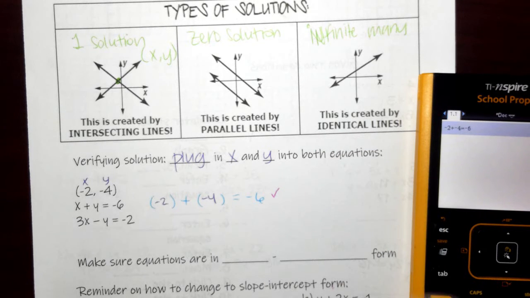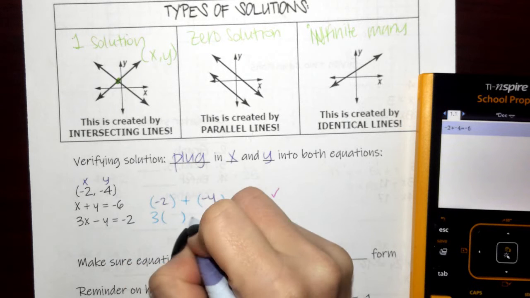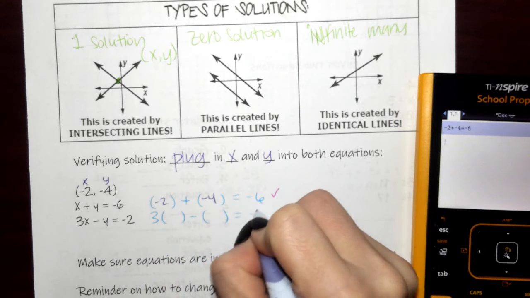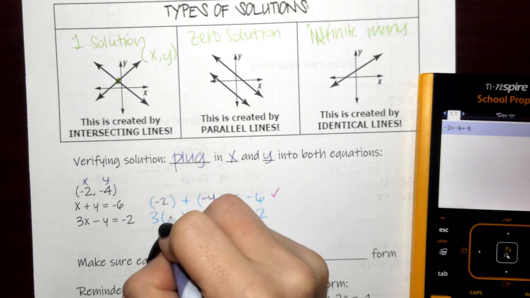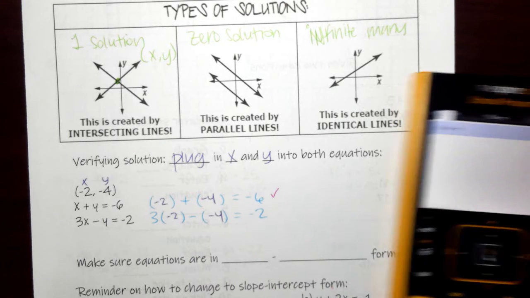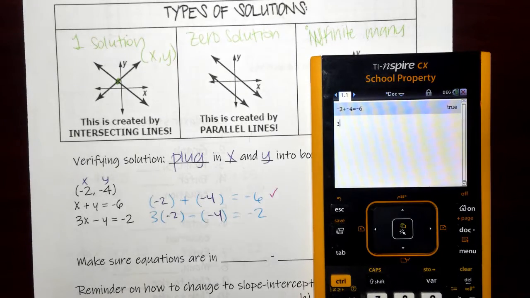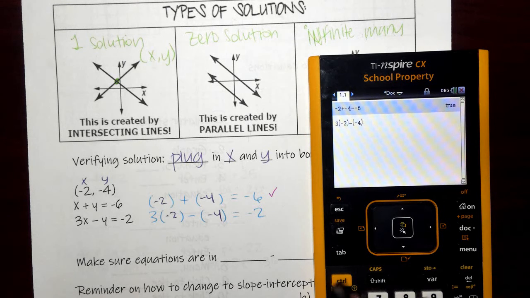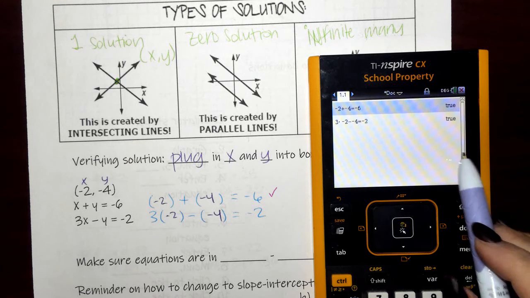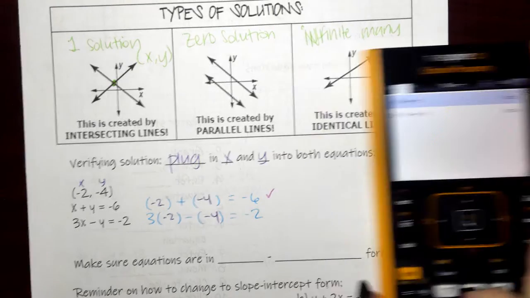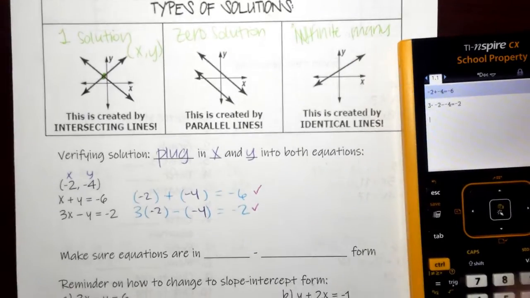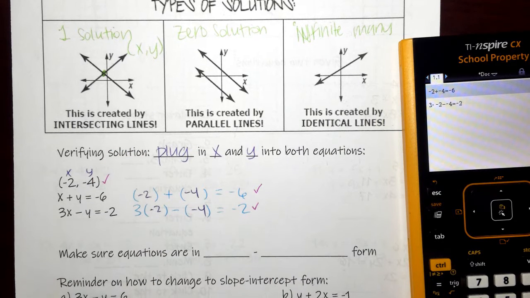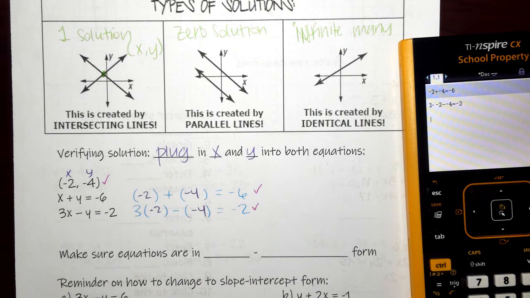I would do the same for the other equation, equals -2, and I would type it in exactly like that. So 3 times -2 minus -4 equals -2. That one says true as well. So that means that this is the solution to this system of equations. So that's one way of verifying if we're given this solution.